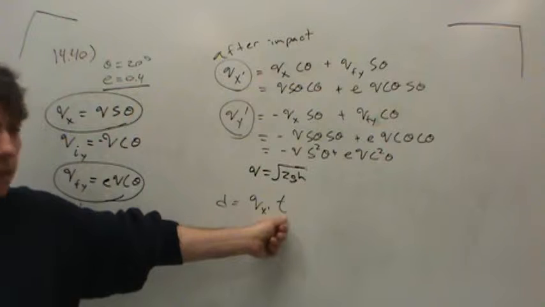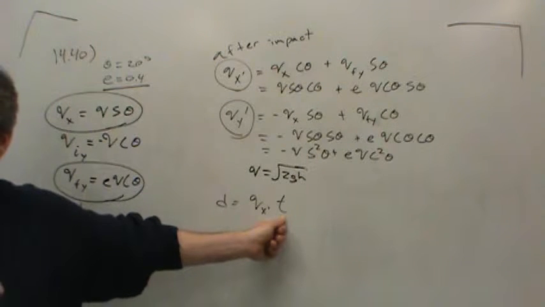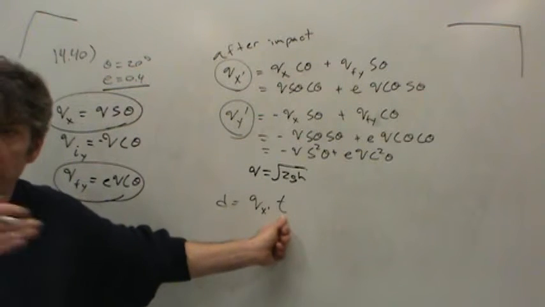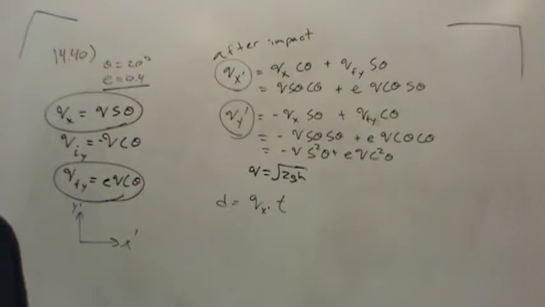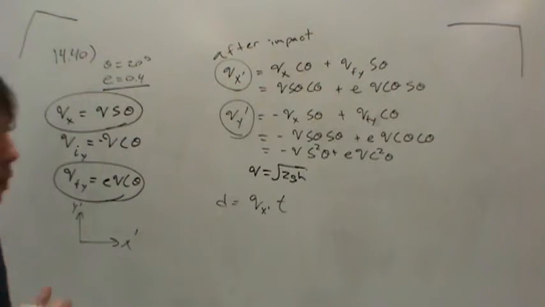So we really want to get at this time, this flight time, but that will be determined by the y prime direction motion. Okay? So let's go back to chapter 11, and let's just write down the constant acceleration equations and see which one we might want to use.